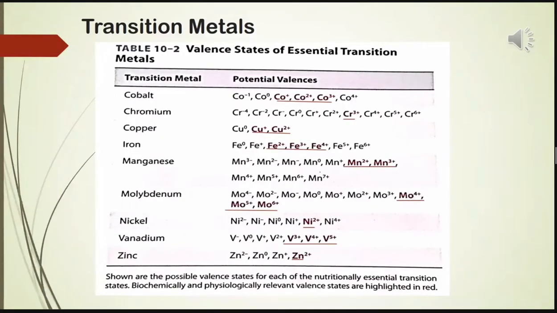This slide shows the transition metals that are nutritionally essential. We note that a lot of them have more than one valence state. The underlined valencies are the valence states of the specific transition metal that is physiologically and biochemically relevant for us.